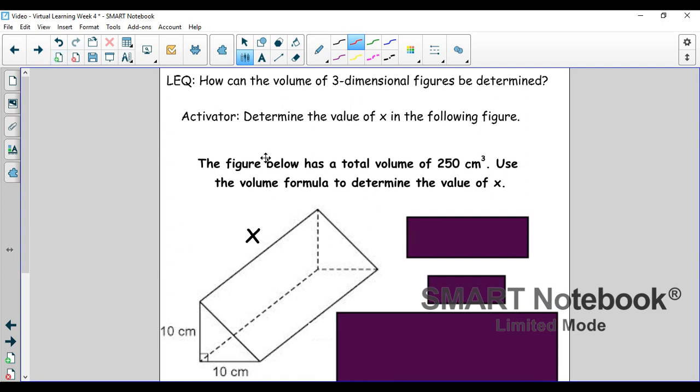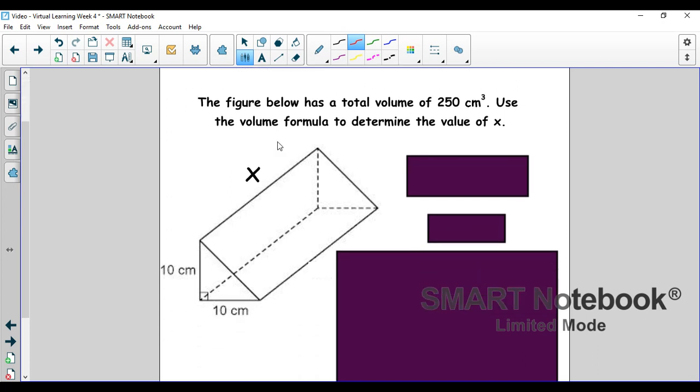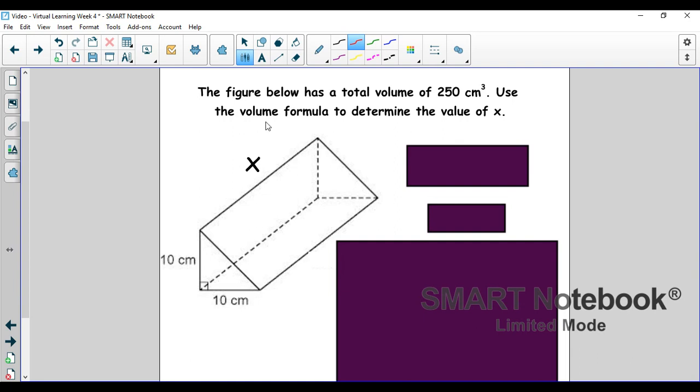So first thing, the activator today is to determine the value of x in the following figure. Now let's read the question. The figure below has a total volume of 250 cubic centimeters. Use the volume formula to determine the value of x. So I have a triangular prism here. They've given me the base and the height of my triangle, but they have not told me the height of the entire prism. But they did tell me the volume. So a couple of things. First off, I'm just going to make some notes as to what this problem told me.